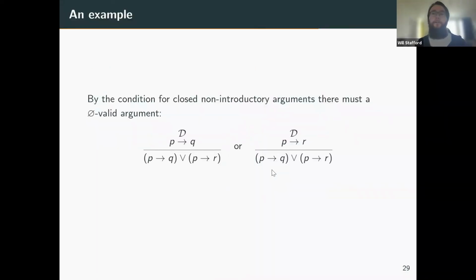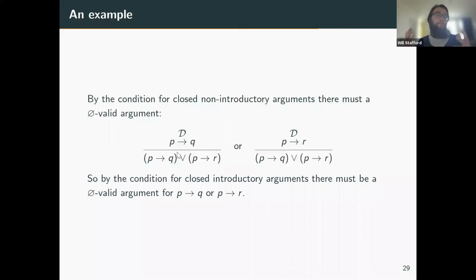Now, given the condition for closed non-introductory arguments, that means we're going to have to find an empty set valid argument that ends in an introduction rule. And because it ends in an introduction rule and the last rule is an R, that means either we're going to have a derivation of P implies Q or a derivation of P implies R. And whichever one we have, it's going to have to be valid, again, relative to the empty set.